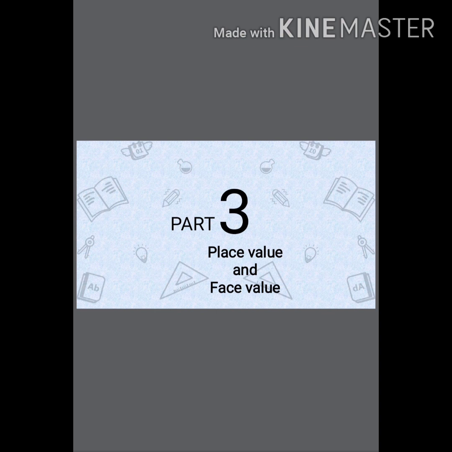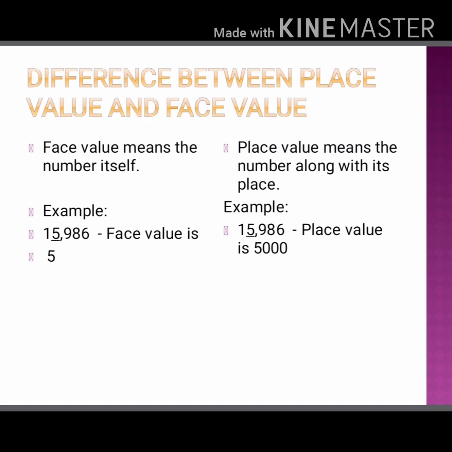Next is how to write the expanded form, and if expanded form is given, how to write the numeral. If you are thorough with the place value, what do you mean by place value? Where the number is present along with its place. For example, if you have a number 15,896, here if I underline the number 5, the number is 5 and its place is thousand. So the place value is 5000. If I ask what is the face value, then the number itself, the answer is 5.